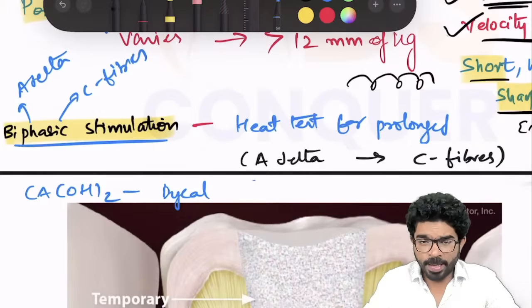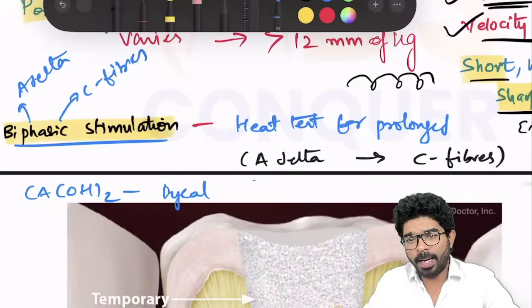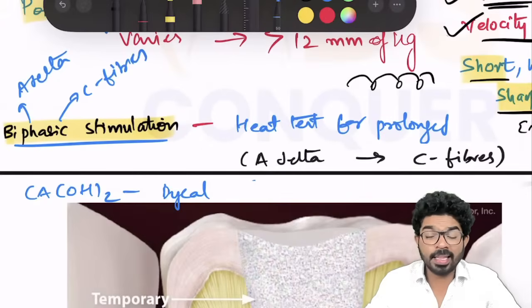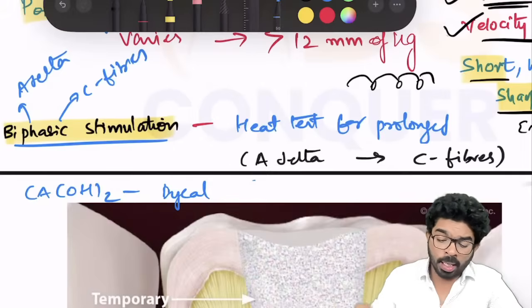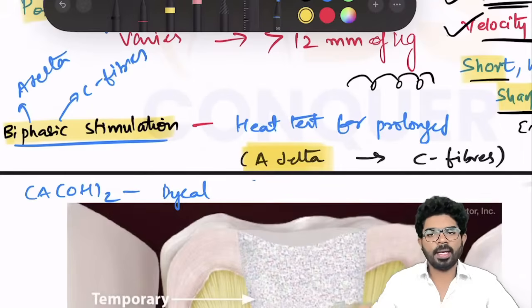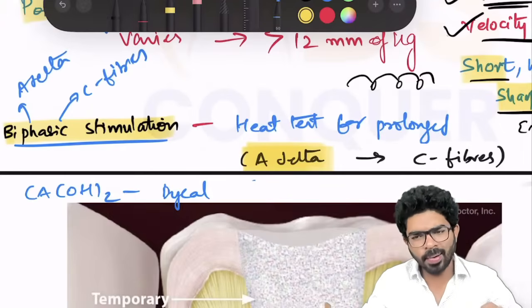And most of these pulp sensibility tests, like cold test, heat test, electrical pulp test, and whatever these tests are, are basically checking the nerve supply. What nerves are they basically targeting? They are basically targeting A delta fibers, primary A delta fibers. We are checking only A delta fibers.